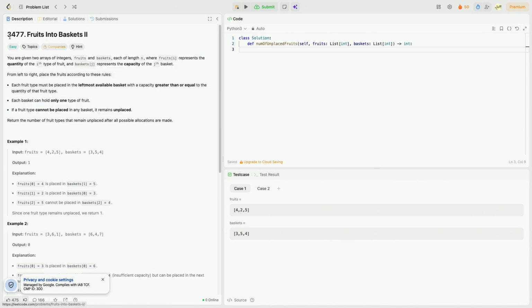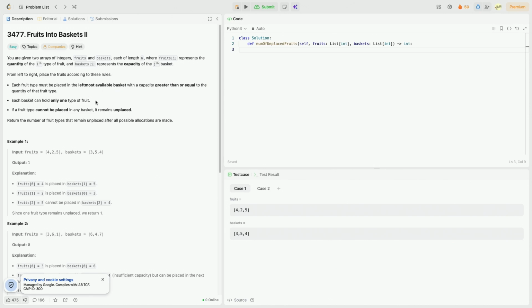So this is LeetCode 3477, Fruits Into Baskets II. We're given two arrays of integers, fruits and baskets, each of length n, where fruits[i] represents the quantity of the ith type of fruit, and baskets[j] represents the capacity of the jth basket. From left to right, place the fruits according to these rules. Each fruit type must be placed into the leftmost available basket with a capacity greater than or equal to the quantity of that fruit type.